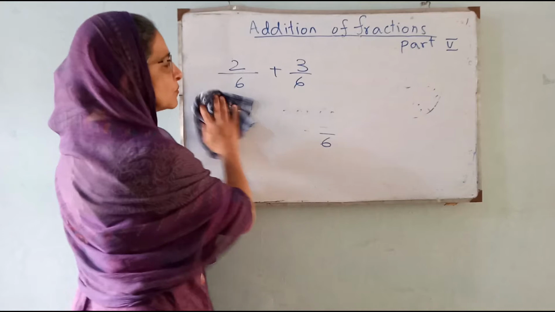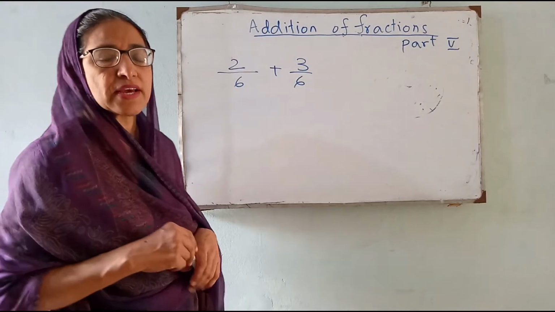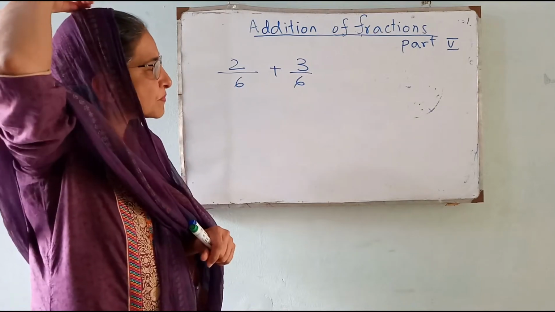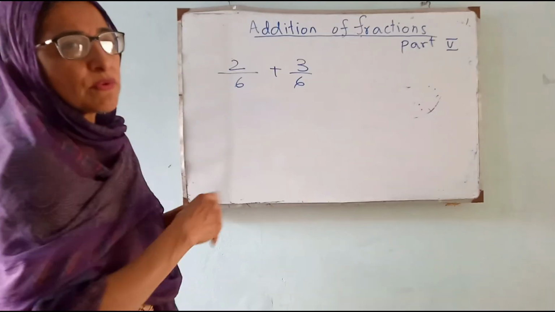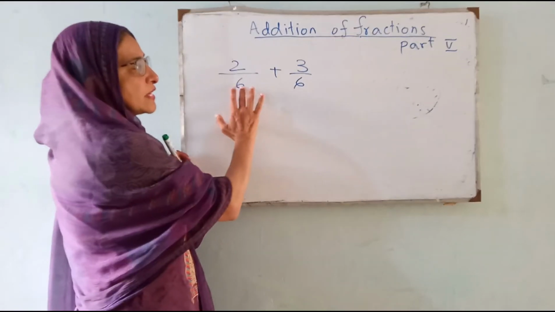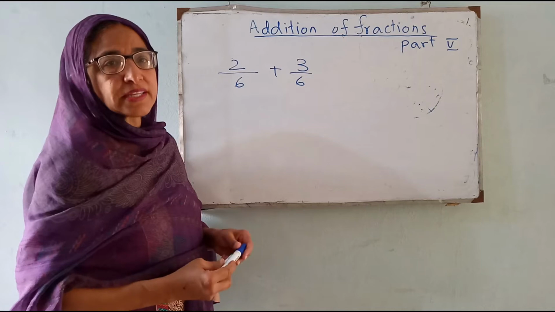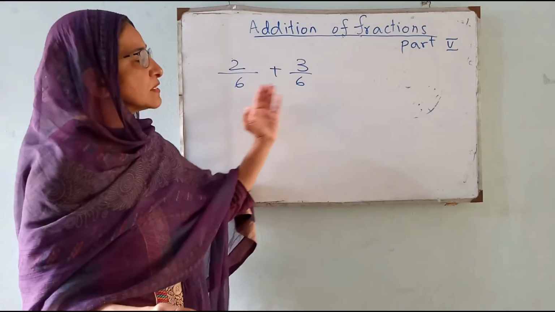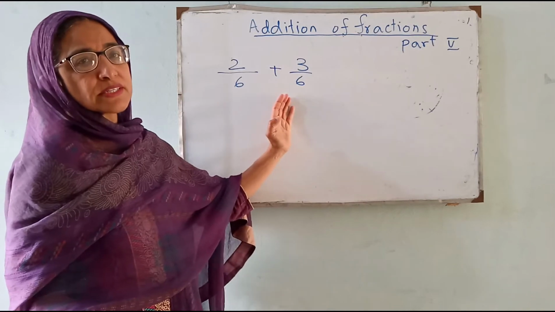What I am going to do is that, as I have told you, whenever we have to add or subtract, we have to make our denominator same. Now how can we make our denominator same? In this question, we can make the denominator same by taking the LCM. But in this question, both the denominators are 6. That means the denominator is same.